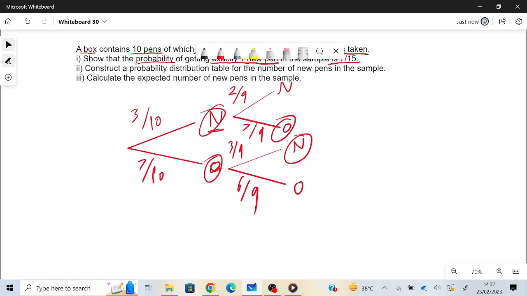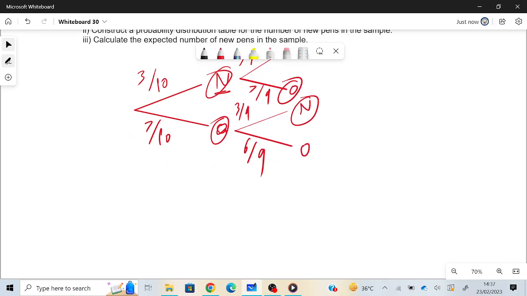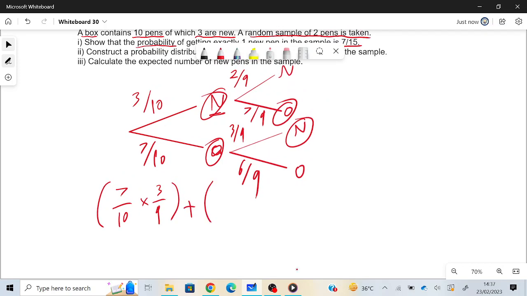So going about it both ways, if I say my first pick is an old pen, that's 7 over 10, and then my second pick is a new pen, that's times 3 over 9. Or the other way it can happen is my first pick is a new pen, that's 3 over 10, times my second pick is an old pen, times 7 over 9.